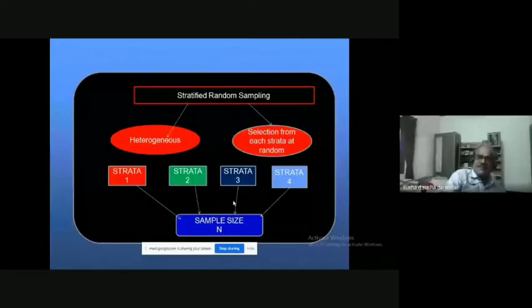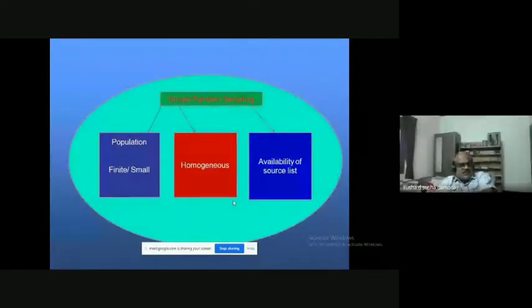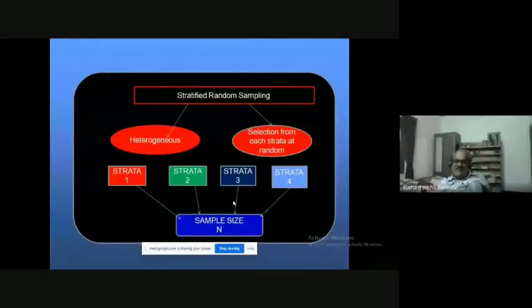What is the difference between simple random sampling and stratified random sampling? In the case of simple random sampling, the population is finite or small. Population must be homogeneous. Researcher should have the availability of source list. But in the case of stratified random sampling, the population is heterogeneous. That is why, in order to ensure homogeneity, we divide the entire population into different groups. Each group is called strata. From each group, we select the sample proportionately at random. So in this case also, there is application of simple random sampling after the creation of strata from the main population.